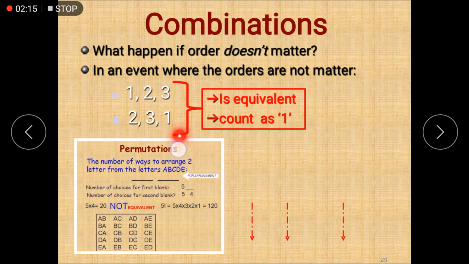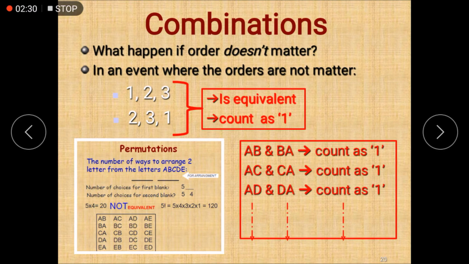Remember the example that we had last time, when we arrange two letters from the letters A, B, C, D, E. Now let's say it's the same situation, but now the order doesn't matter. After we listed down, we had 20 possible arrangements. When you have 5, you choose 2 to arrange in 2 spaces. You have 2 spaces to fill in the letters, so you have 20 types of arrangement.